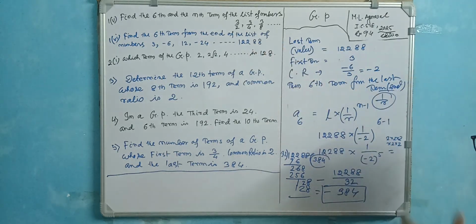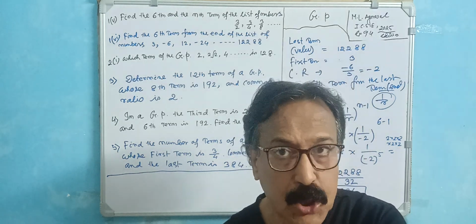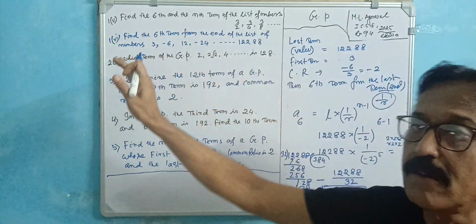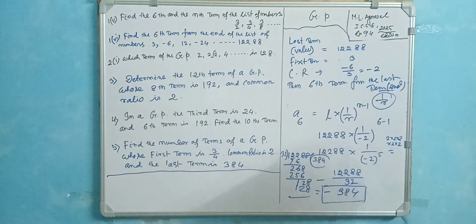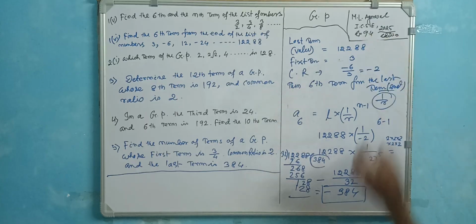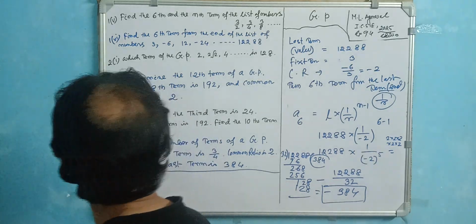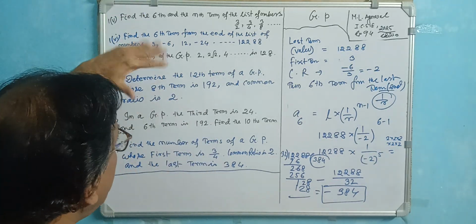And the common ratio you always take as 1 by R. From the beginning the common ratio is R. From the end you calculate, the common ratio is 1 by R. Okay. Clear? You just put in the values and do the calculation. Clear? Okay. I just write here the different pattern.